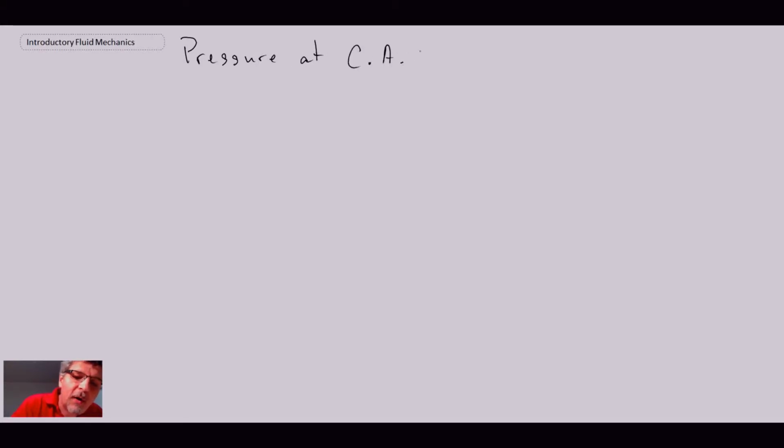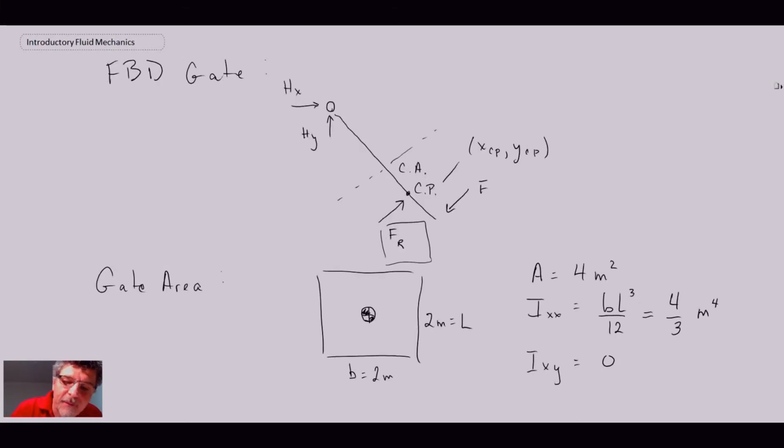If you recall, the force itself is equal to the pressure at the center of area times the area. However, that force acts at the center of pressure. So the pressure at the center of area is equal to the atmospheric pressure plus rho g h, where h is the depth down to the center of area of the plate. I can pull the rho and the g out. Let's look back at our diagram.